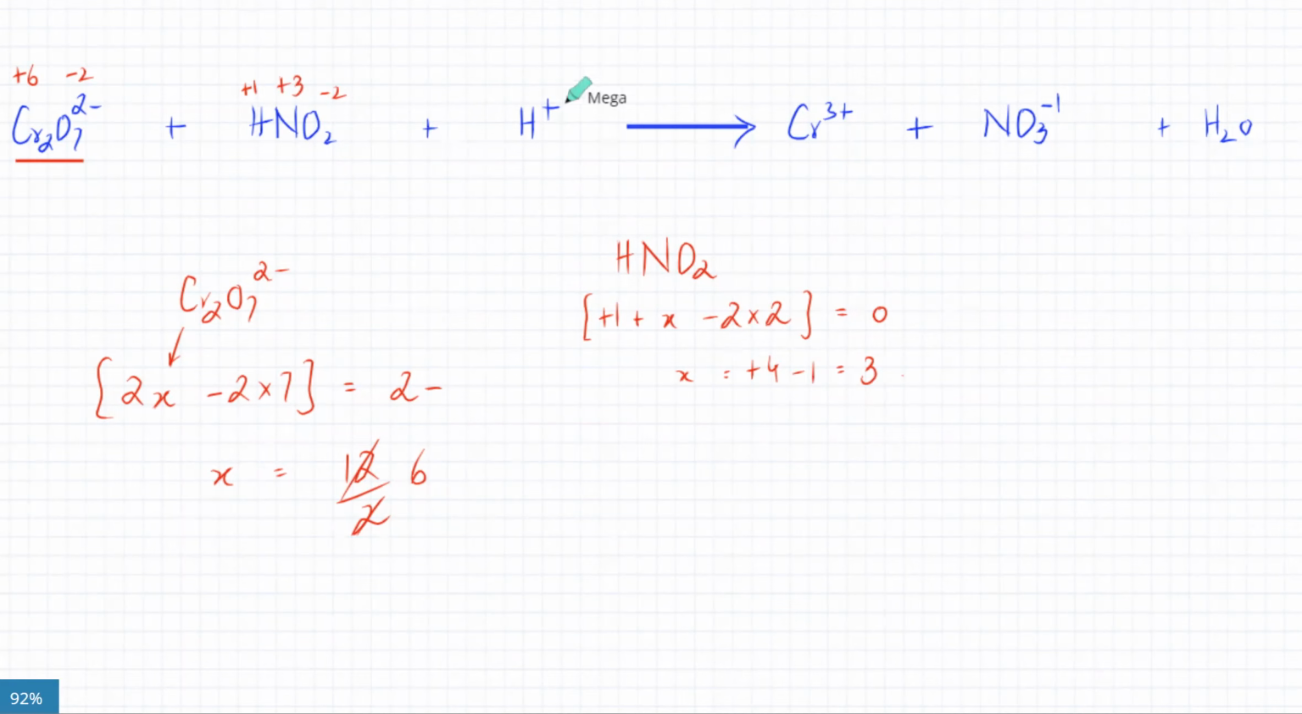H is already +1, so that's, I mean, the charge on the ion is the oxidation state. Cr is already +3, so that's +3. Then we come to NO3-, so no idea again what N in NO3- is. So we're going to calculate it quickly.